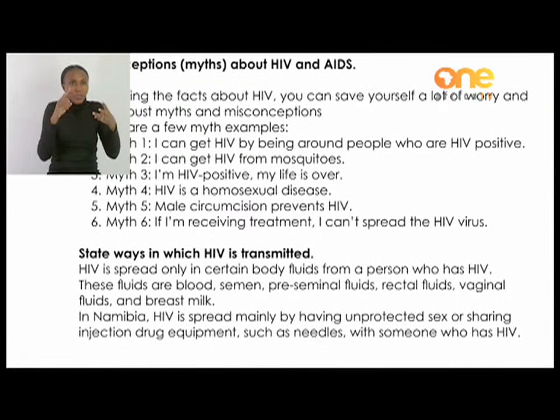Number 3, I'm HIV positive, my life is over. You can have HIV for many, many years. It doesn't mean that if you have it today, then your life ends there. That means this is just a misconception. Number 4, HIV is a homosexual disease. HIV can infect anyone, not only homosexuals, but any one of us can get HIV.